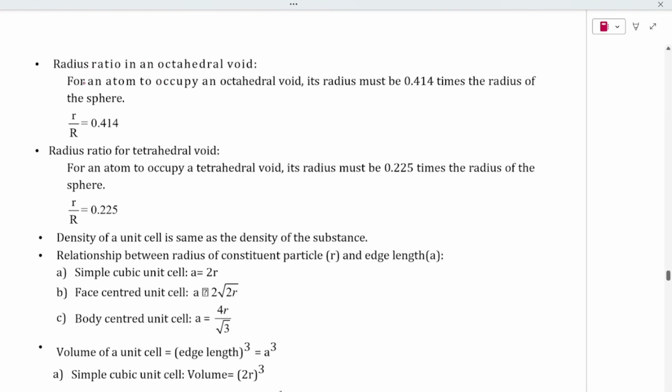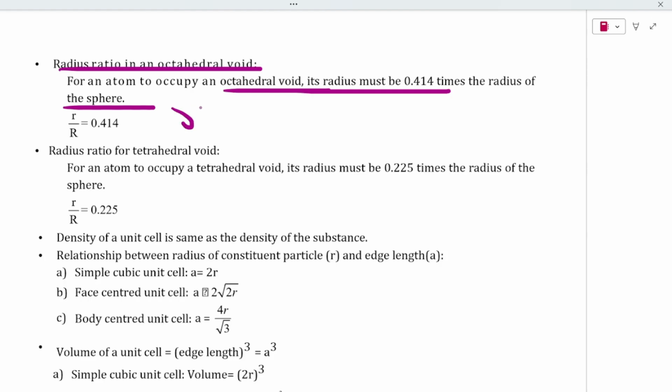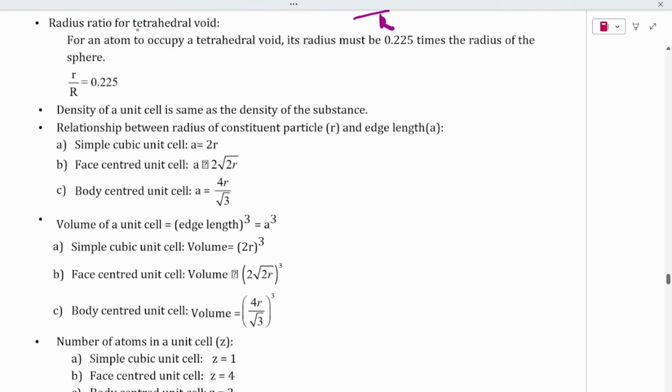Next is radius ratio in octahedral voids. Radius ratio is r of the void divided by r of the sphere. The radius of the octahedral void should be 0.414 times the radius of the sphere, that is, r = 0.414 × R. So 0.414 can be written as r divided by R. That is how you have the ratio. For tetrahedral void it is 0.225.